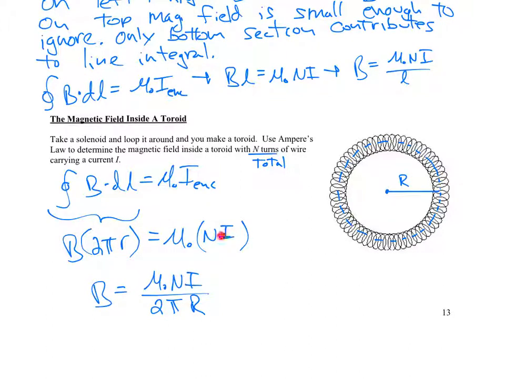This little trick with the current enclosed still works. We have n turns, each one's carrying a current I. We divide and we get the magnetic field mu naught N I over 2 pi r. So if you wanted to make a toroid stronger, you would decrease the radius, keeping other things equal, and of course, increasing the number of turns, increasing the current will also lead to a greater magnetic field.